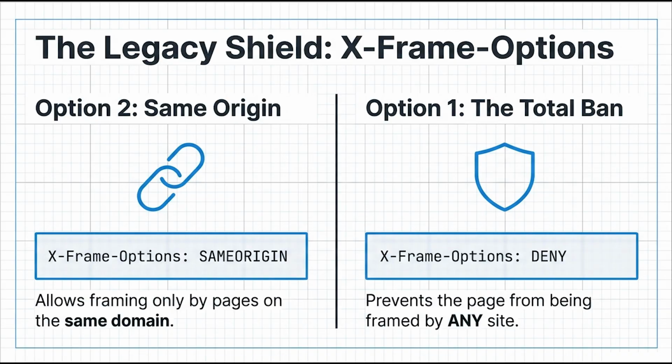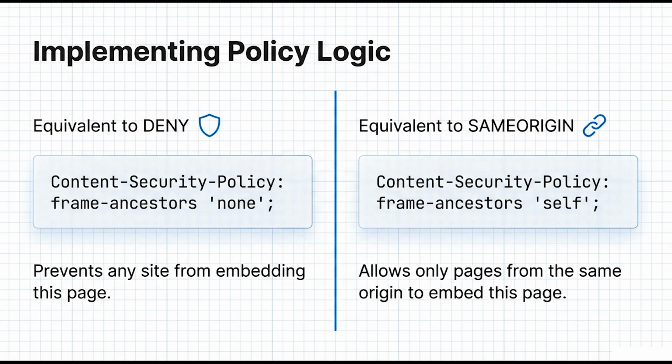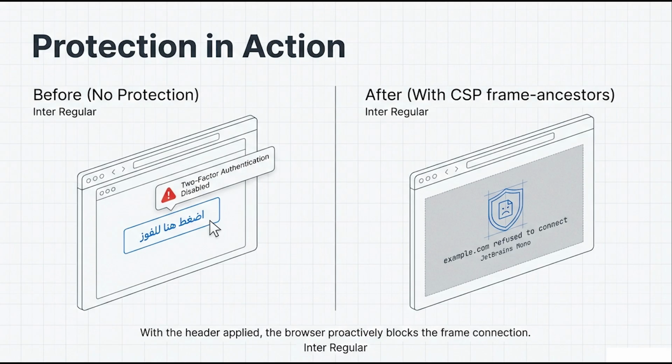1. X-Frame-Options. This is a classic header. You can set it to DENY to stop all framing, or SAMEORIGIN to only allow your own site to embed the page. 2. Content Security Policy, CSP. This is the modern and more flexible standard. By using the frame-ancestors directive, you get precise control. For example, 'none' acts like a total block, while 'self' limits embedding to your own domain. Once applied, if an attacker tries to embed your site, the browser will simply show a refused to connect message, keeping the user safe.